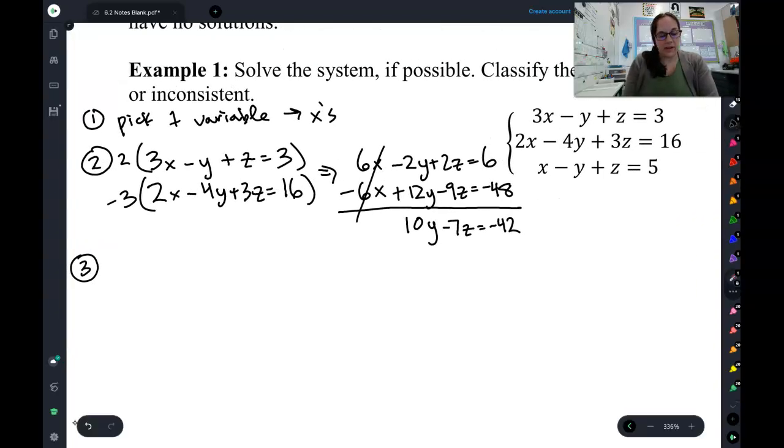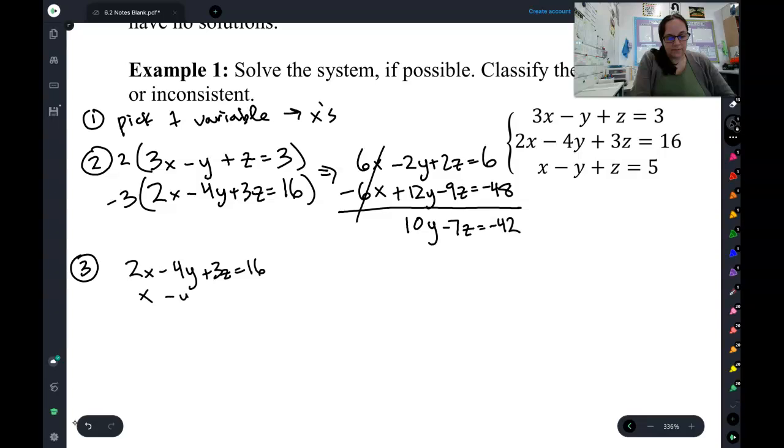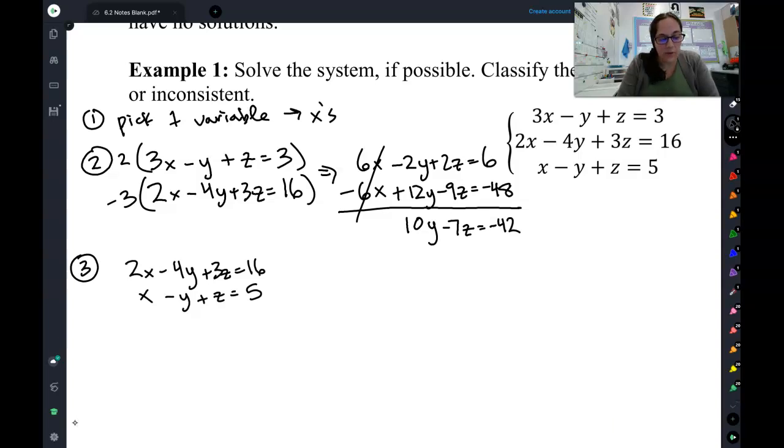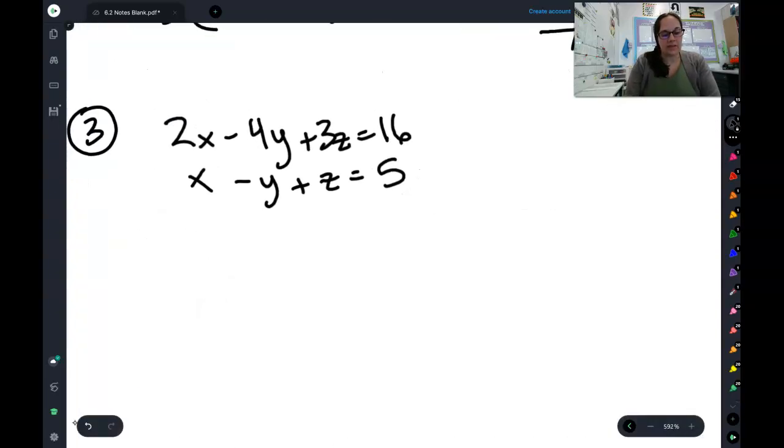So I did the first and the second. So now I can either do the second and the third, or I can do the first and the third. So let's just do the second and the third. I'm just going to pick that for my pair of equations. So this is my second pair of equations, and once again, I'm going to eliminate the x's from them. That's the goal. Make the x's go away.